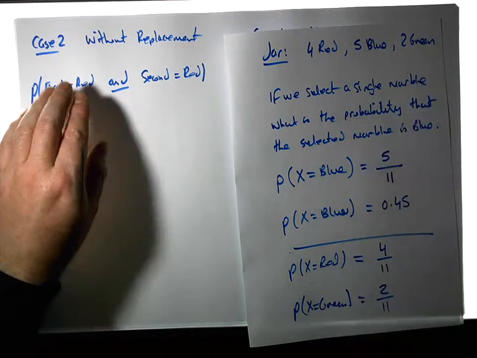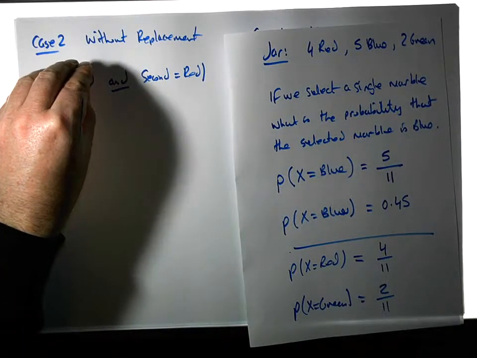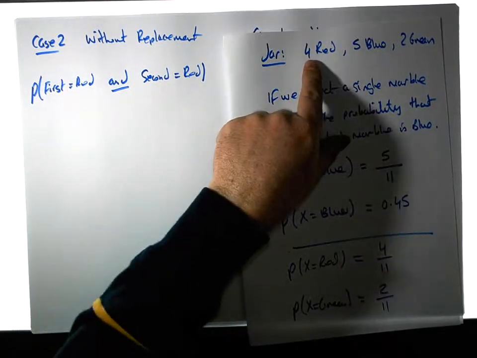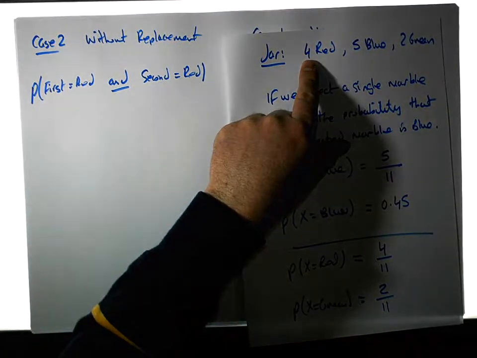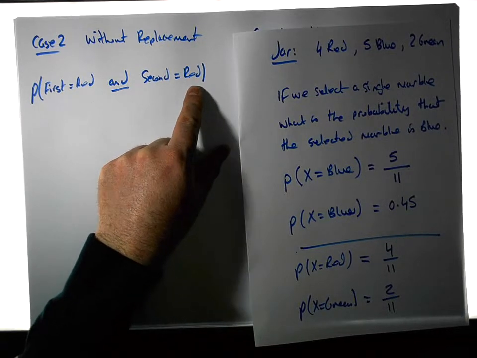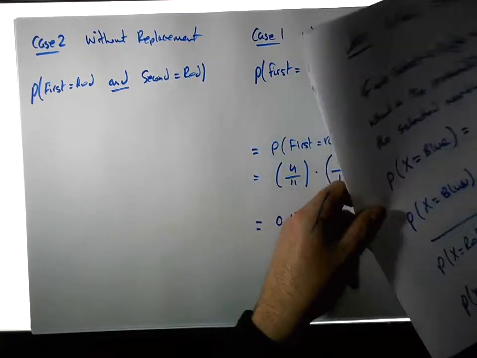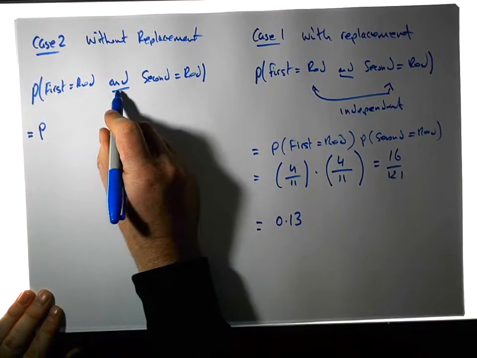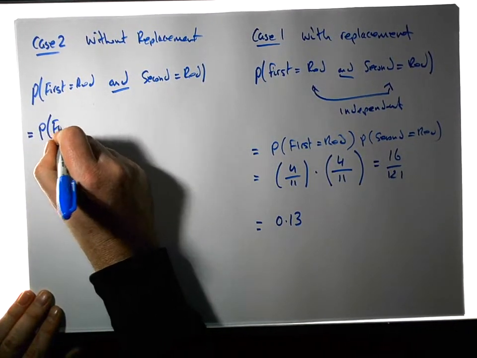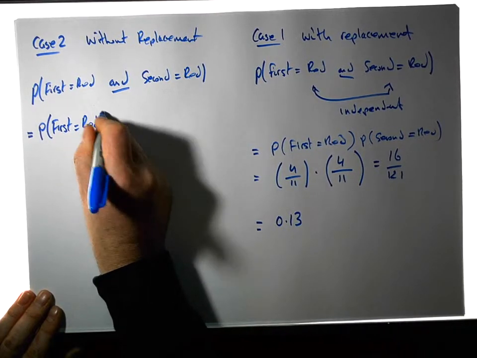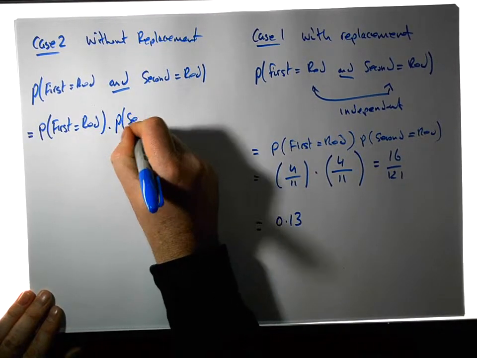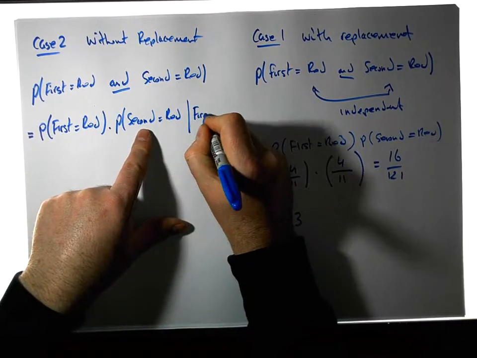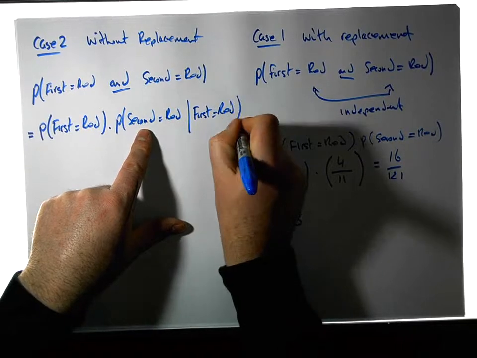But we didn't put the first marble back in the jar, so there's only 10 marbles left, and in particular, we didn't put a red marble back in, so there's actually only 3 red marbles. So the probability of the second one then is 3 chances out of 10. So just to write that down mathematically, it's still the product rule, the multiplication rule. The probability that the first is red times the probability that the second is red, knowing that the first was red and wasn't put back in the jar.